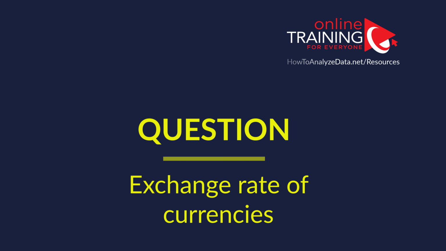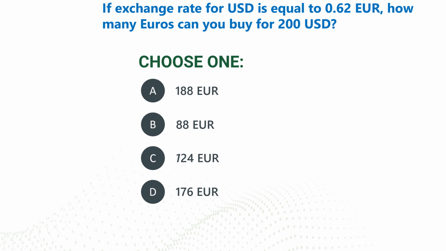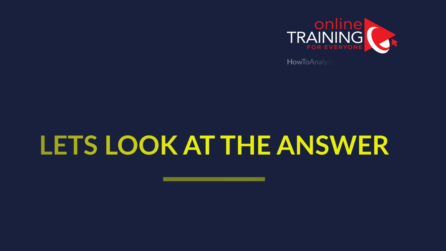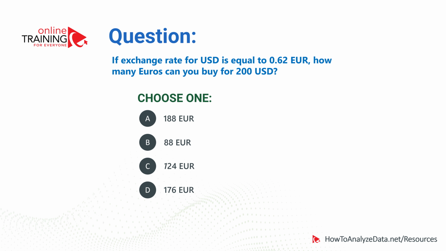Let's look at a question you might get as part of interviewing with financial organizations. If the exchange rate for US dollars is an equivalent of 0.62 euros, how many euros can you buy for $200? And there are 4 choices: 188 euros, 88 euros, 124 euros, and 176 euros. Which one do you think is right? A lot of times when answering this question, you may not have access to a calculator. So you may need to do the math in your head.